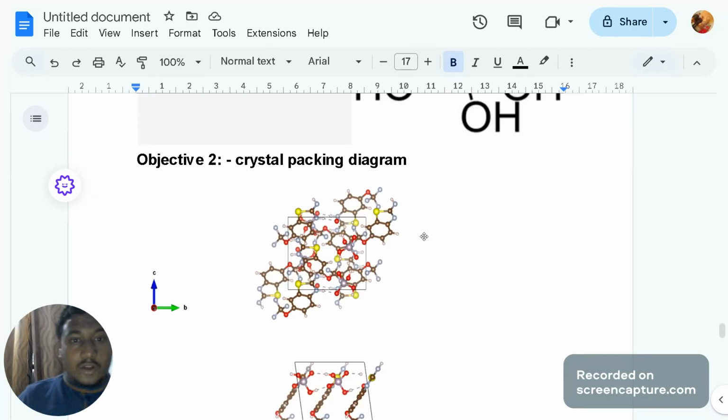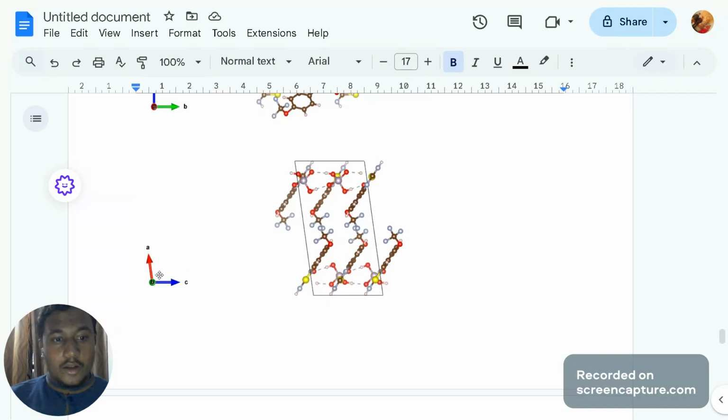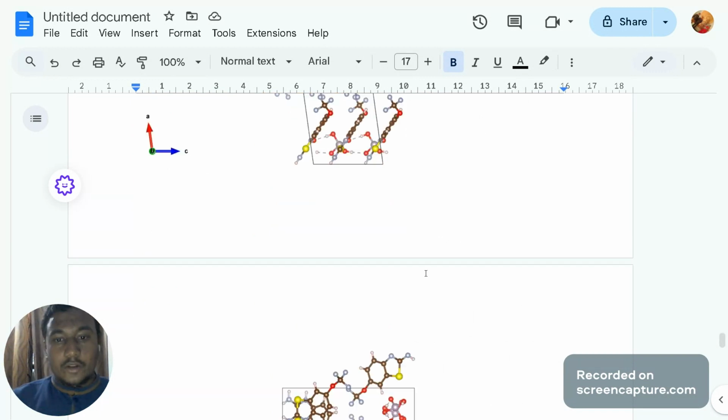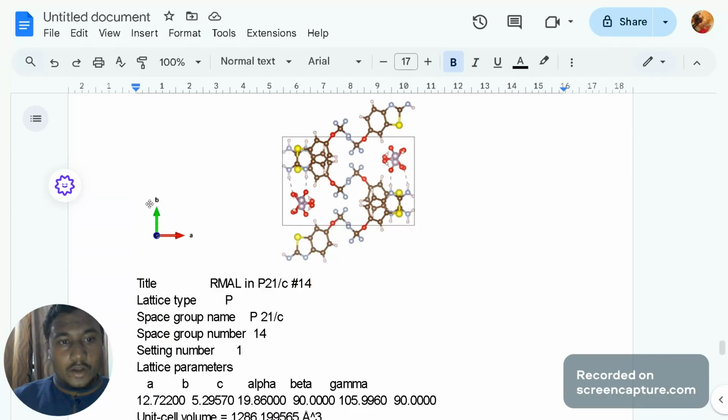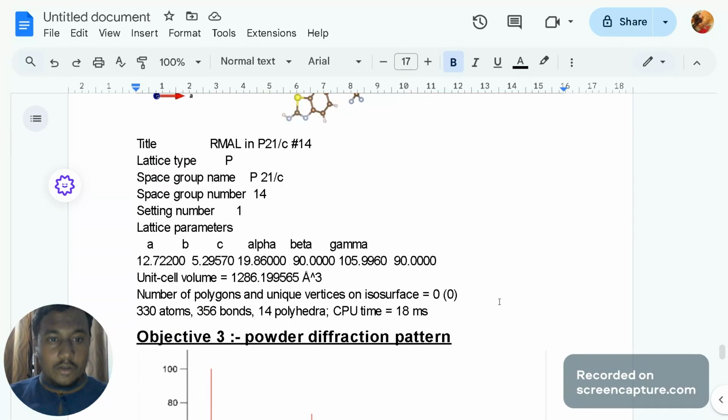For the crystal packing diagram, B and C are perpendicular to each other and in the plane of the screen. And here A is at an obtuse angle, but in the plane of the screen with the C axis. And this one is B and A perpendicular in the plane of the screen. The lattice type is P. The space group name here is also P21/c. The space group number is 14. The setting number is 1. And these lattice parameters are shown.